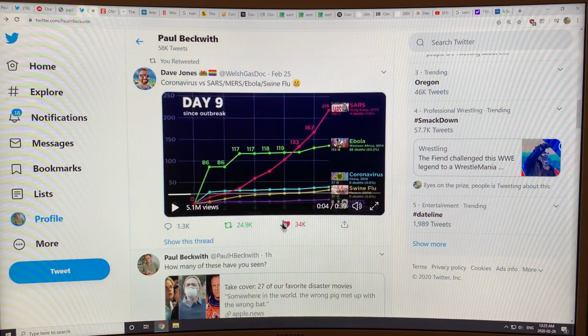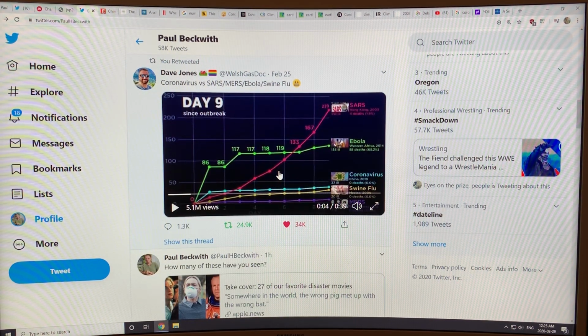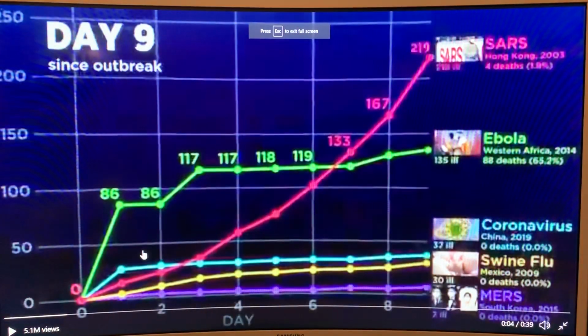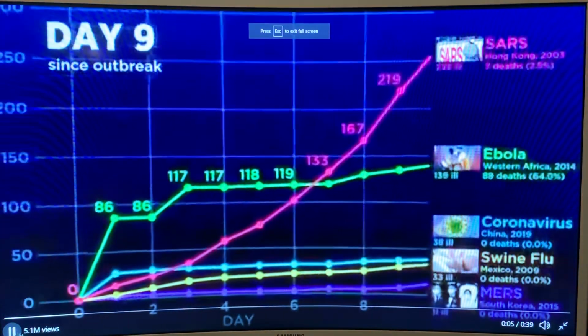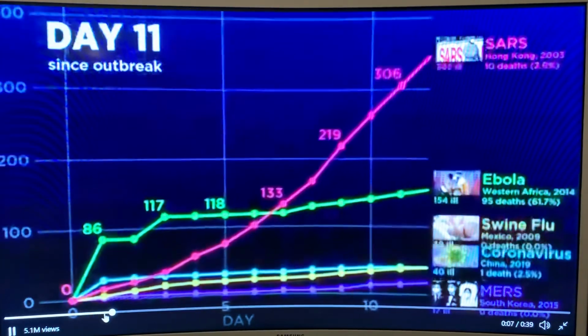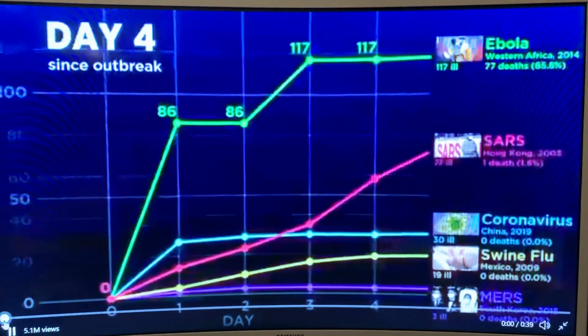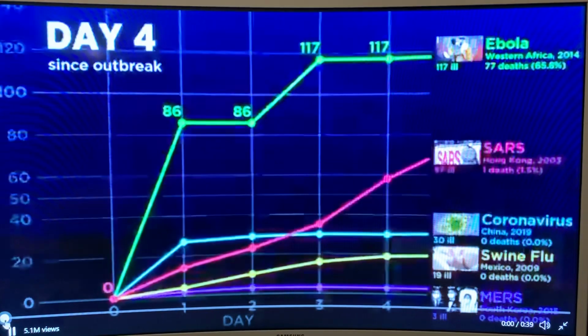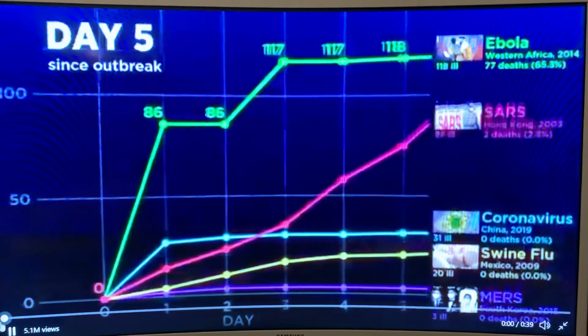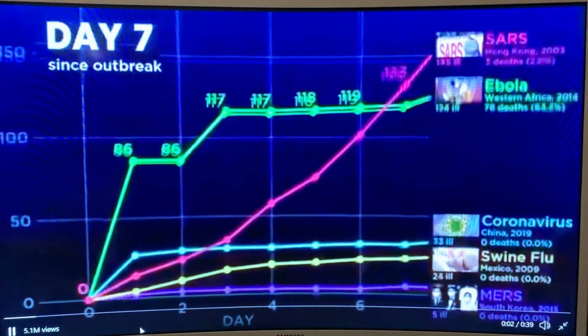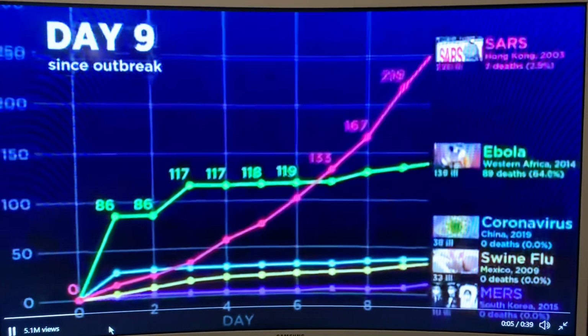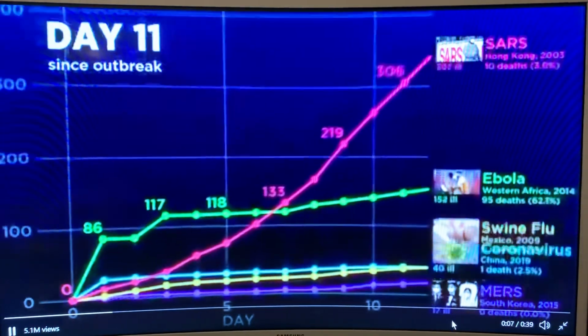And this is a very good plot here. This is an excellent plot comparing the coronavirus to SARS, Ebola, swine flu, and MERS. So let me just expand this and play it. Sorry, let me start at day 0. Okay, so day 4. Okay, so this is the start of the outbreak, and you can see the curves.